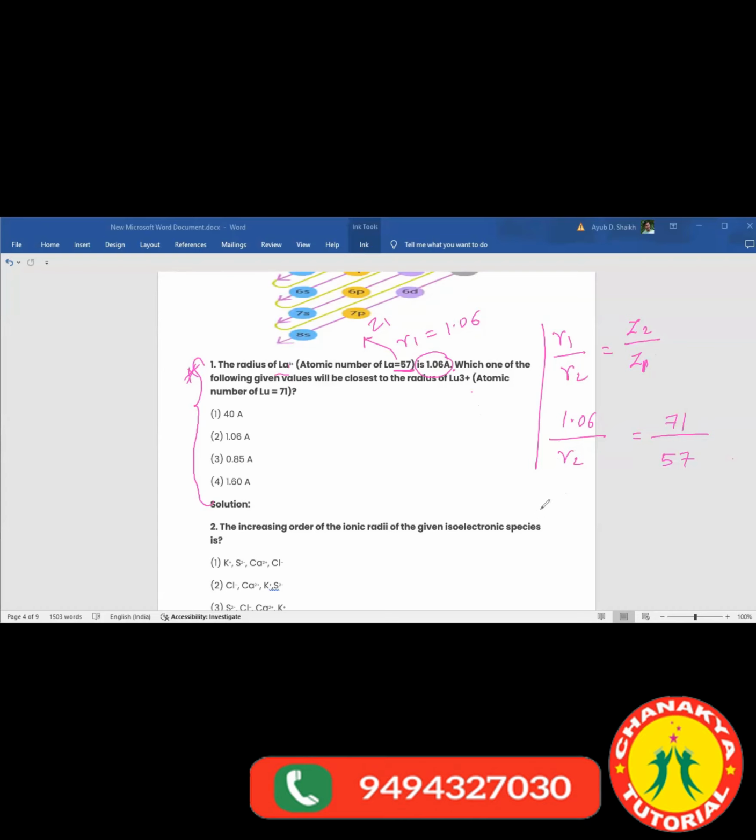Now go for the cross multiplication. You'll get R2 multiplied with 71, then 1.06 multiplied with 57, and R2 is equal to 1.06 into 57 upon 71. Do this calculation and let me know the value.